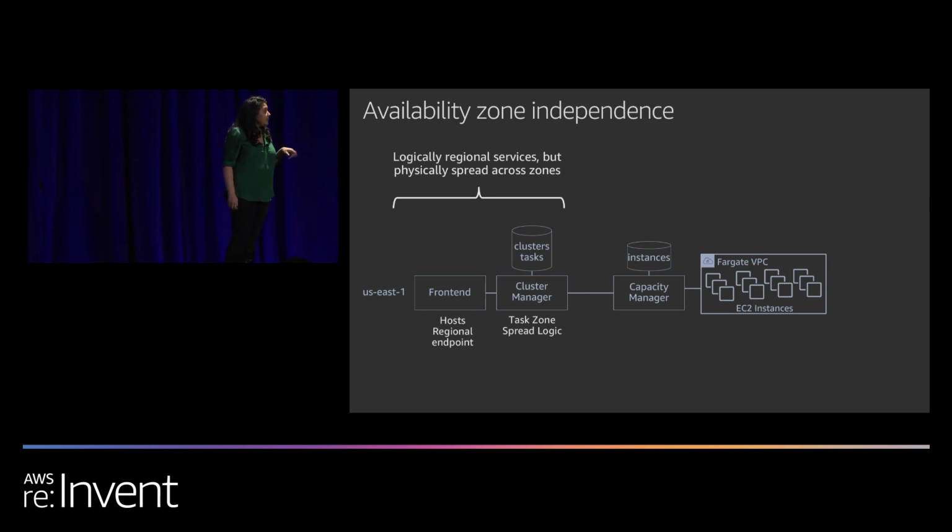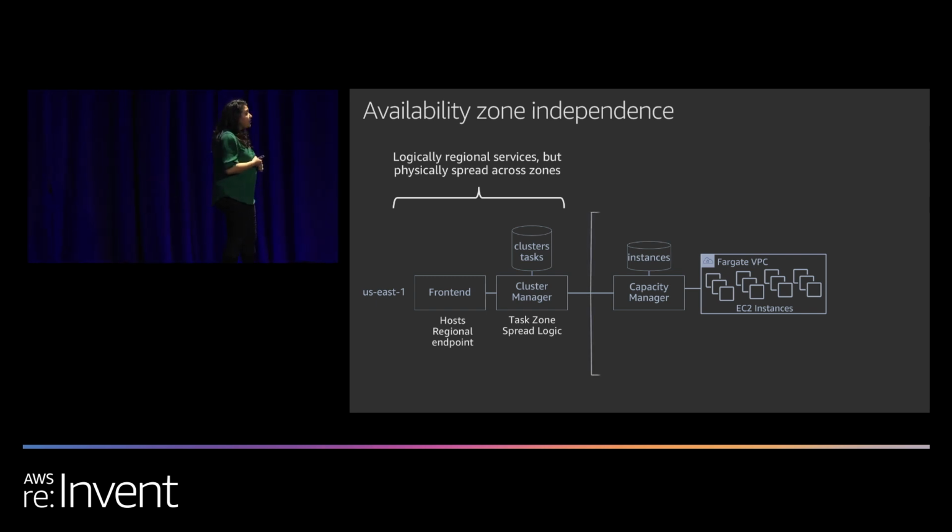Now let's look at the back half of the architecture. The VPC with the EC2 instances has a slightly different story because with EC2 instances, there's nothing cross-zonal about them. An instance is launched in a zone, and everything about that instance, its network interface, its volumes, everything lives within a zone. And the capacity manager is a service that deals with instances, so that's also entirely zonal, and it doesn't perform any cross-zone functionality.